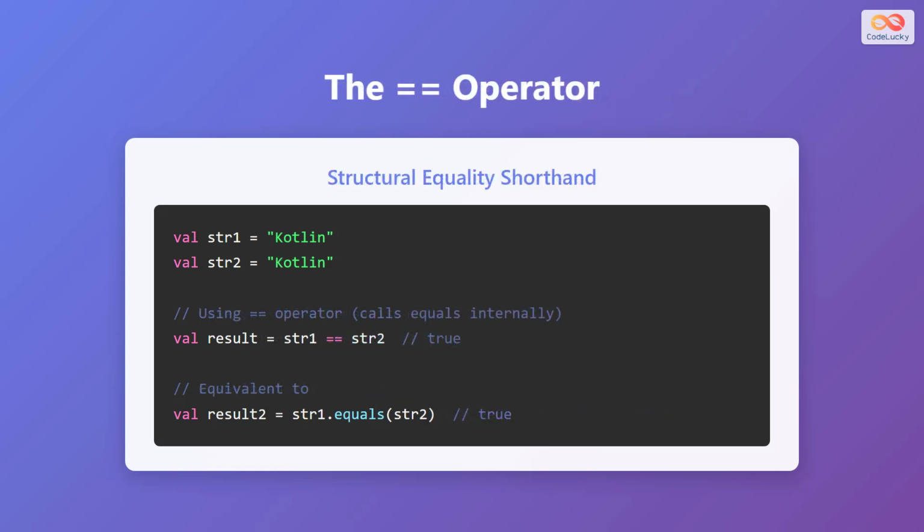Kotlin offers a convenient shorthand for string comparison using the double equals operator. When you use the double equals operator to compare two strings, Kotlin automatically calls the equals method internally. This means str1 double equals str2 is exactly equivalent to str1 dot equals str2. Both expressions return true when the strings have the same content. The double equals operator makes your code cleaner and more readable.